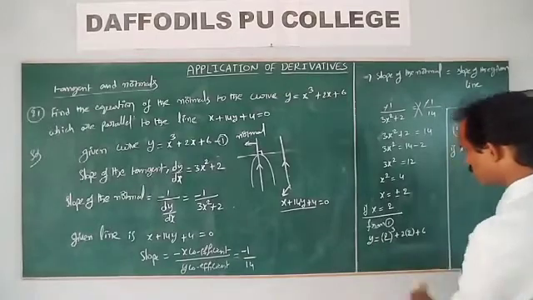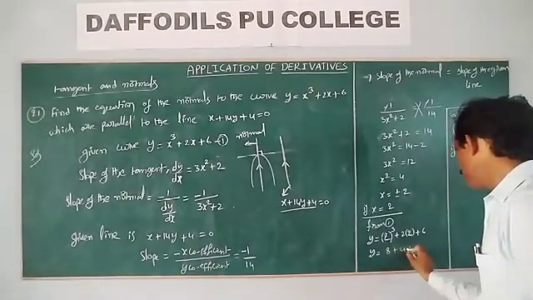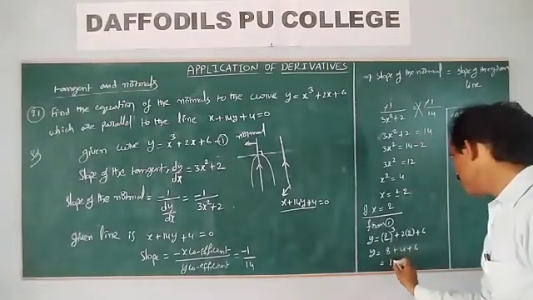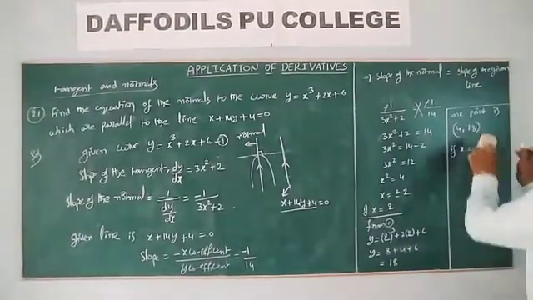the y value also changes. y is equal to 8 plus 4 plus 6, that is 10 plus 6, which is 18 for x equal to plus 2. So here it is 18.